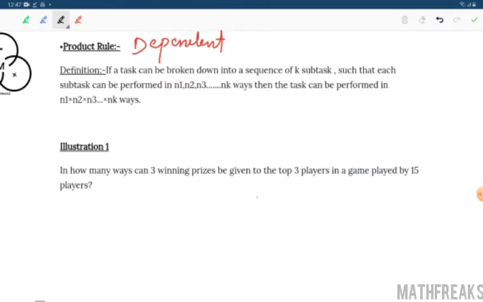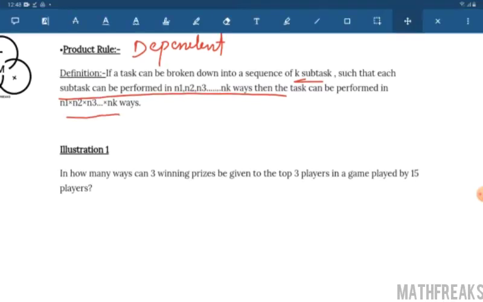If a task can be broken down into a sequence of sub-tasks such that each sub-task can be performed in n1, n2, up to nk ways, then definitely the sub-tasks are dependent upon each other because they are in a sequence. First we have to perform the first task, then only can we perform the second task. So they are dependent. Then the total number of ways in which the task can be done is n1 into n2 into n3. Here is our first question.